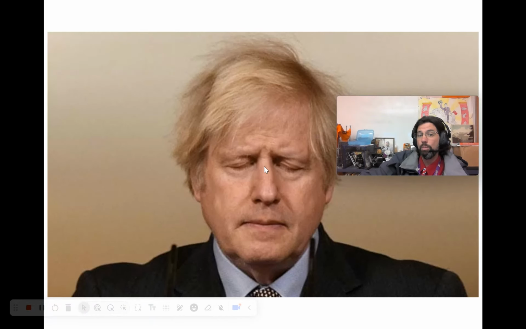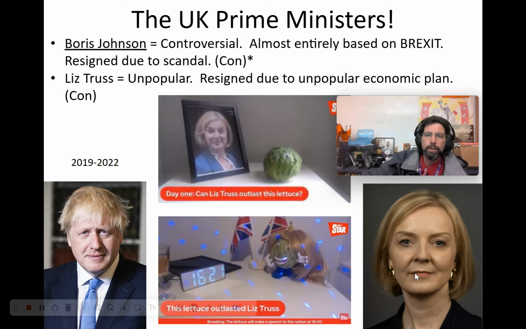He also had the most crazy hair of any AP6 country. Liz Truss jumped in. She lasted like a few weeks. And the old joke was, can Liz Truss outlast this head of lettuce? And eventually Liz Truss lost.